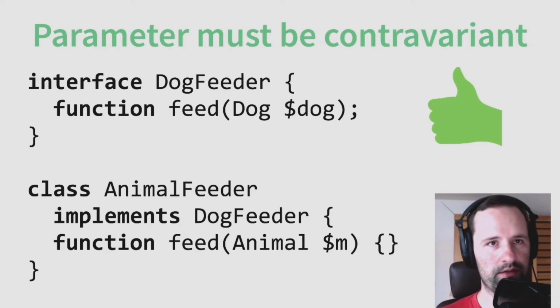But if we make the parameter contravariant, if we make an AnimalFeeder that implements a DogFeeder, it's actually fine because the AnimalFeeder can feed all the dog breeds and additionally all other animals too, so this is fine.